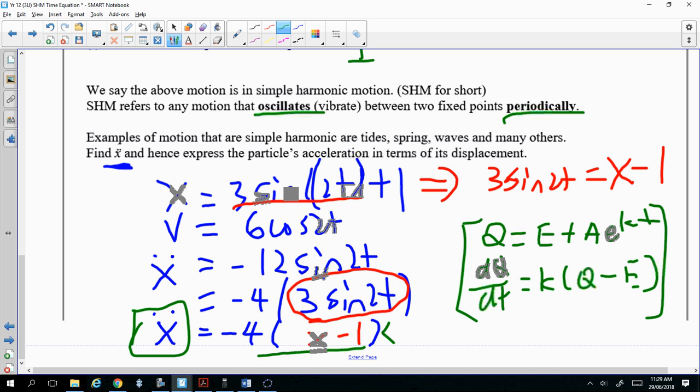So basically, any simple harmonic motion can be expressed in the form of x double dot equal to negative n squared (x minus c), where c is the center of the motion.